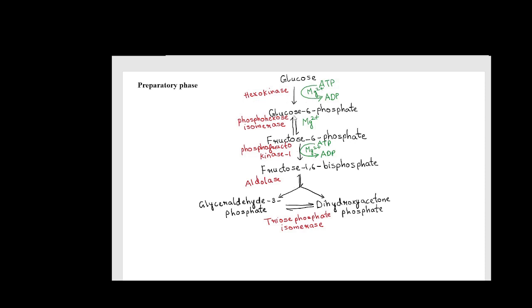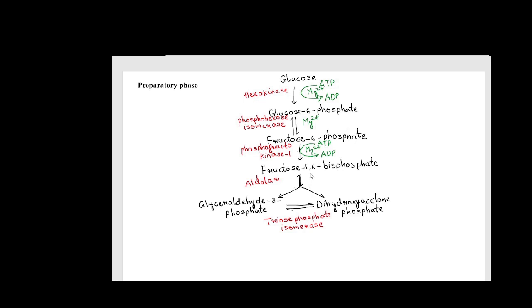So this glucose 6-phosphate, which is formed at the end of the first step, is now isomerized into fructose 6-phosphate by the enzyme phosphohexose isomerase. This is a reversible reaction. Then the fructose 6-phosphate is converted into fructose 1,6-bisphosphate by attaching one more phosphate at the first position of fructose by the enzyme phosphofructokinase 1. Even here, the phosphate group is given by ATP.